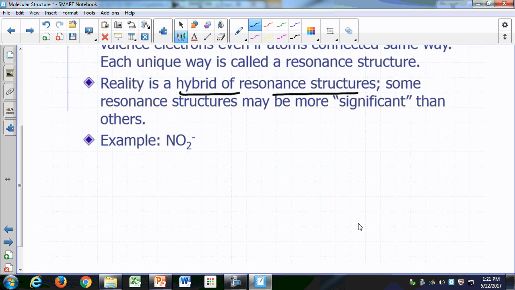Okay, but let's take a look at the nitrite ion, for example. Let's draw the Lewis structure for this. We're going to put the nitrogen between the two oxygens. We'll talk later about why that's the case, but let's draw the possible resonance structures for nitrite, where the nitrogen is between the two oxygens.